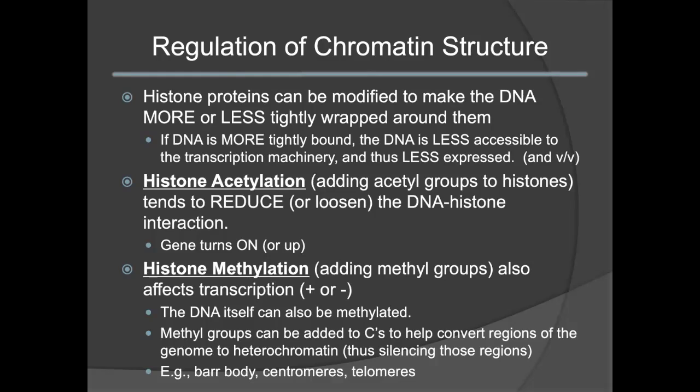Histones can be both acetylated or methylated in order to wrap and unwrap the DNA. By adding acetyl groups, or 2 carbon groups, to the histone proteins, this will act to loosen up or reduce the connection between the DNA-histone interaction. Thus, it will loosen the DNA, making it more accessible for transcription. This, in essence, will allow for the gene to be either turned on or upregulated.